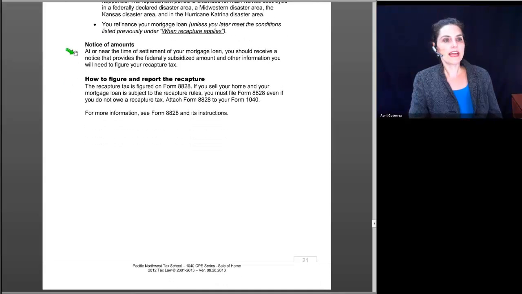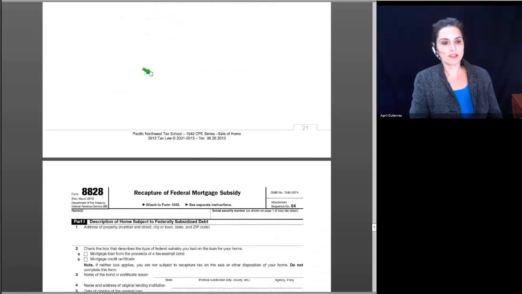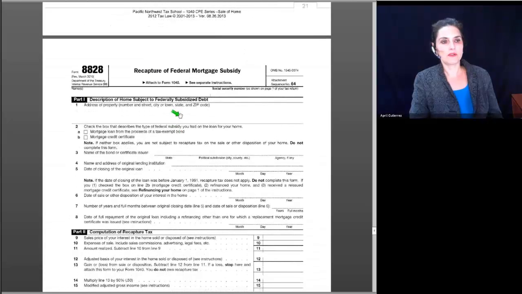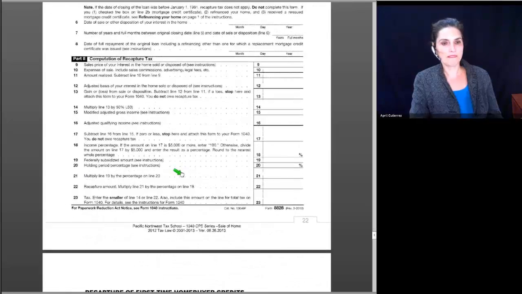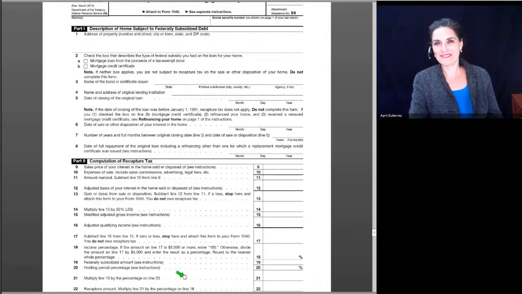Notice of amounts. At or near the time of settlement of your mortgage loan, you should receive a notice that provides the federal subsidized amount and other information you will need to figure your recapture of the tax. And if you are subject to recapture of the tax, then you need to complete Form 8828 to figure the amount of the recapture and enter it on your return. And here is Form 8828, Recapture of Federal Mortgage Subsidy. Never had to fill it out, so don't ask me how.